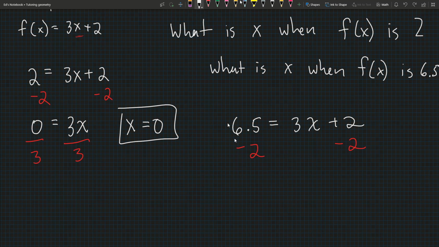It's 4.5 equals 3x. And divide by 3. This is going to be equal to 1.5. You can plug this in a calculator if you don't believe me.